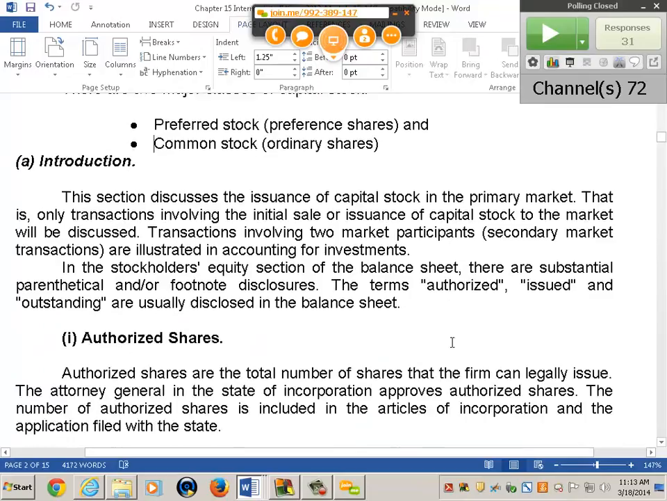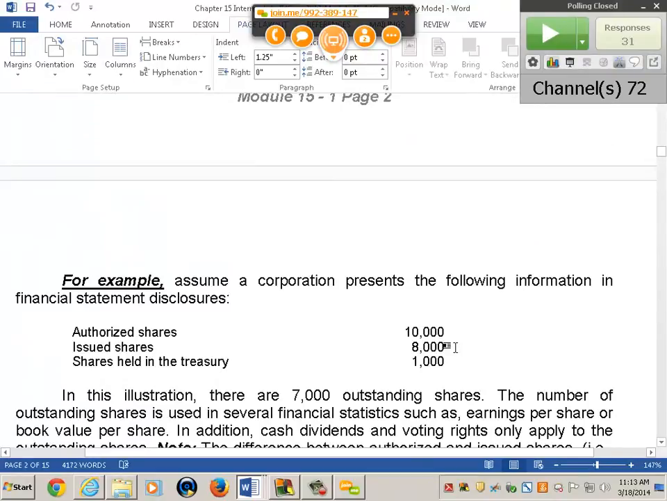Now, very simple example. On page 3, you'll see that if I have 10,000 shares authorized and 8,000 shares issued and 1,000 shares in the Treasury, we know that there are 7,000 outstanding shares. So in this case, I issued 8,000 with 1,000 in the Treasury. I've got 7,000 outstanding. Pretty simple. If I calculate earnings per share, it's based on outstanding shares and so on. Treasury shares are not active. Treasury shares can't vote, and they can't receive cash dividends. So again, the importance of knowing the outstanding shares.